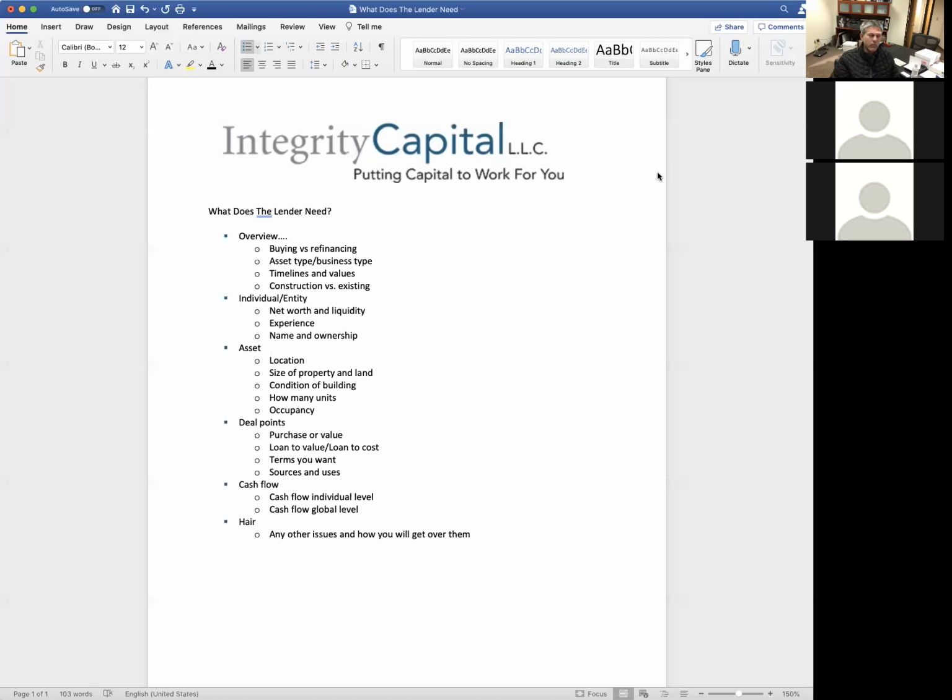So on the asset front, those are some of the things that are helpful for them, because they can start calculating and saying, okay, there's X amount of units, this is the price per unit, and this is the price per foot. It just gives them a point of reference to understand.